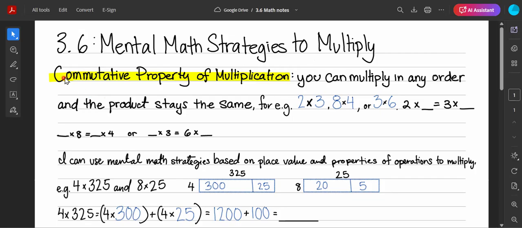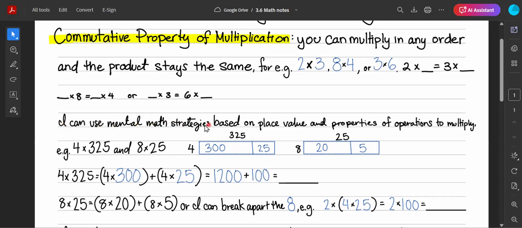The main word that we're using in this lesson is the commutative property of multiplication, where you can multiply in any order and the product stays the same. For example, with 2 times 3, 8 times 4, or 3 times 6. Another way we could say that, of course, is 2 times 3, which is the same as saying 3 times 2. For 8 times 4, we have 8 times 4, or 4 times 8. We have 3 times 6, so you put 6 here, times 3, or 6 times 3.